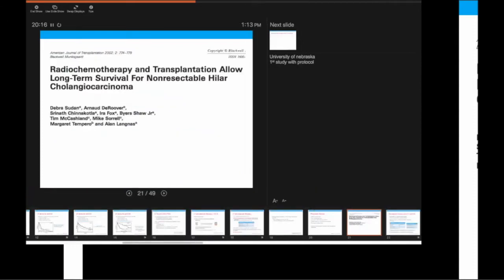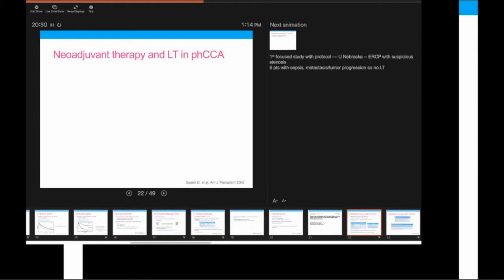So then this brings us to 2002. The group at the University of Nebraska, Sudan and his group, evaluated whether or not radiochemotherapy and transplantation would be beneficial in these patients, specifically neoadjuvant therapy. So they evaluated patients between 1987 to 2000. Ultimately, they were able to select 17 patients with perihilar cholangiocarcinoma. They excluded all patients who had either extrahepatic or metastatic disease. These patients then underwent systemic chemo and intraluminal bile duct irradiation. They had screening every 3 months with CAT scan to ensure that there was no disease progression.